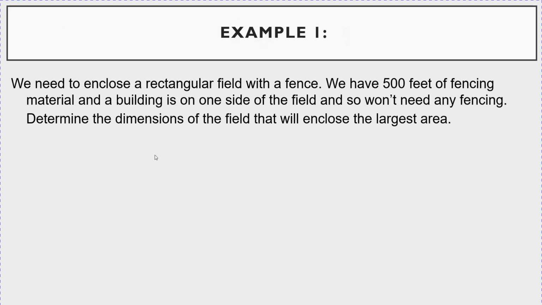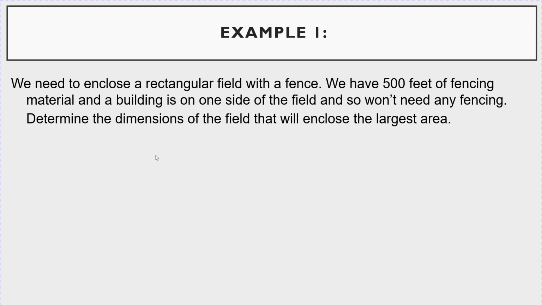All right. So here would be the first example that we're going to do. We need to enclose a rectangular field with a fence. You have 500 feet of fencing material, and a building is on one side of the field, so you don't need any fencing on that side. Determine what dimensions of the field will enclose the largest area.